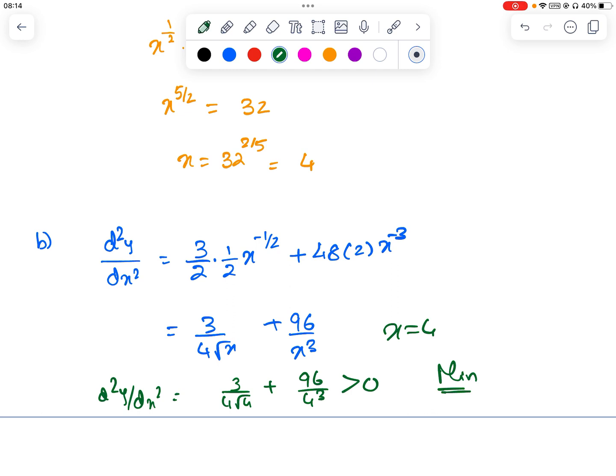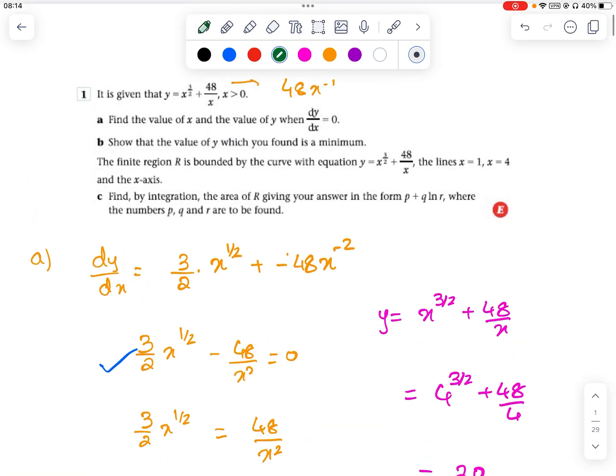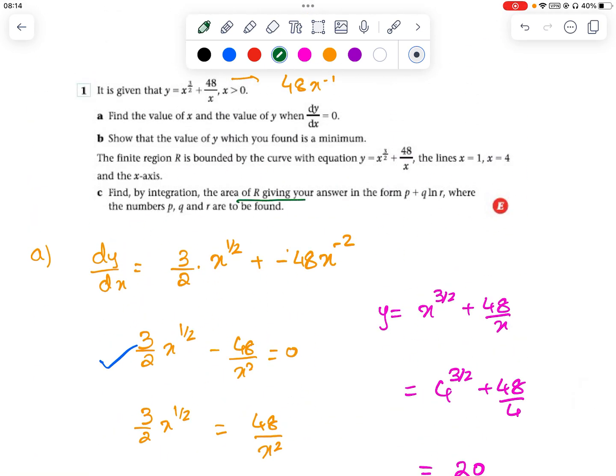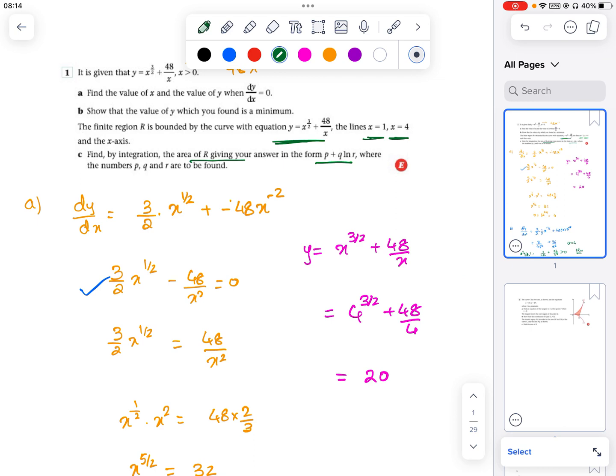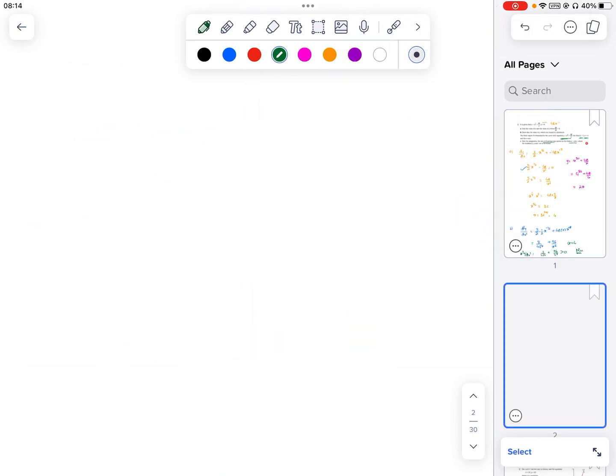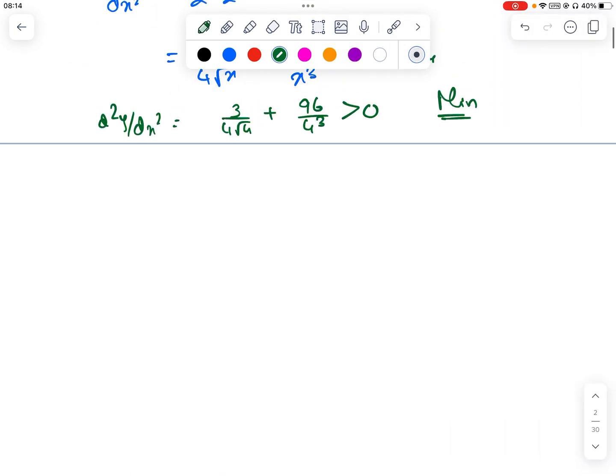Next, that has been done. Part C, find by integration the area. So where is part C? Find by integration the area R, given in the form of P plus Q ln R, for this curve between x equals 1 and x equals 4. So I'm going to do the integration part for that. So integral from 1 to 4 of x power 3 upon 2 plus 48 upon x dx.